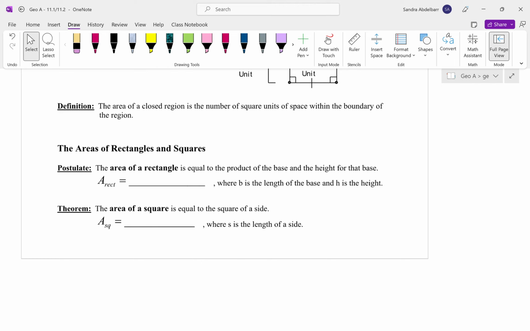So to find the area of a rectangle, I know you guys are usually used to writing length times width. Length times width is absolutely fine. If you want to write length times width, that's perfectly fine. In geometry, we step it up a little bit, and instead of length times width, we write base times height, which is the same.